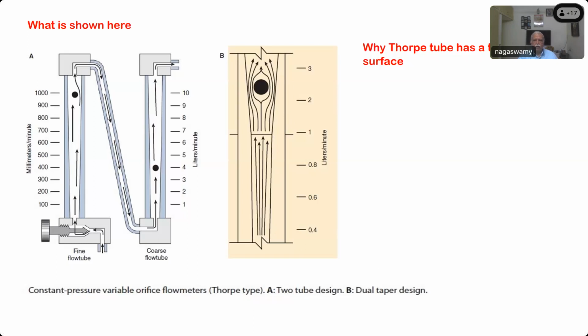What the question they may ask you is why this Thorpe tube is tapering inside. Is it only to differentiate the flow or some other reason? To decrease the size of the tube. Otherwise you will have to have a very long tube. So by having this tapered inside, Thorpe was able to reduce the height of the flow meter tubes. That is the advantage.